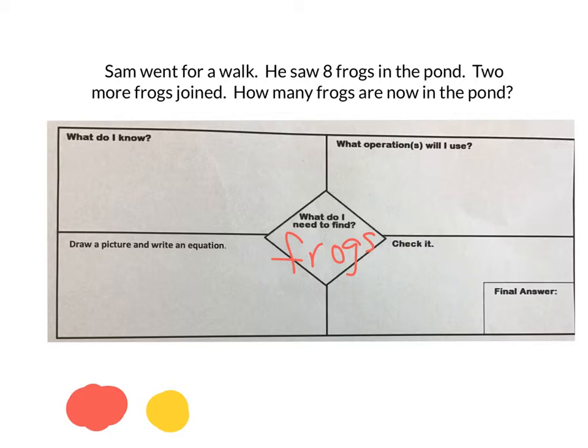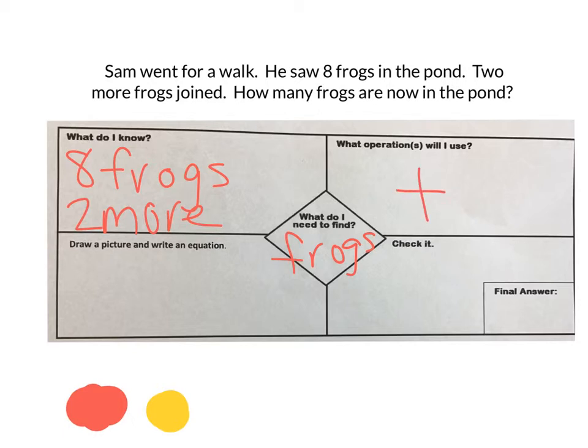What do I know? I know that Sam saw 8 frogs and 2 more joined. So 2 more. What operation will I use? I know if 2 more frogs joined, that means they came. So I'm going to write an addition symbol in that box. Now I'm going to draw a picture and write an equation.